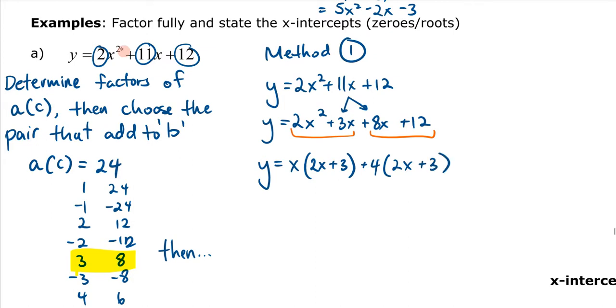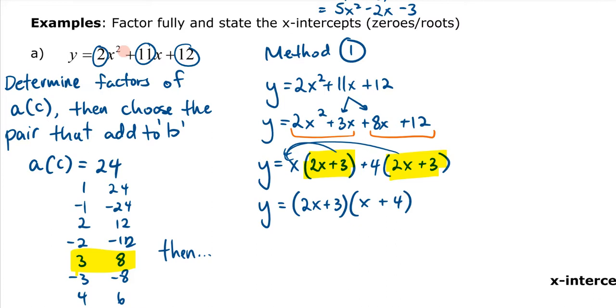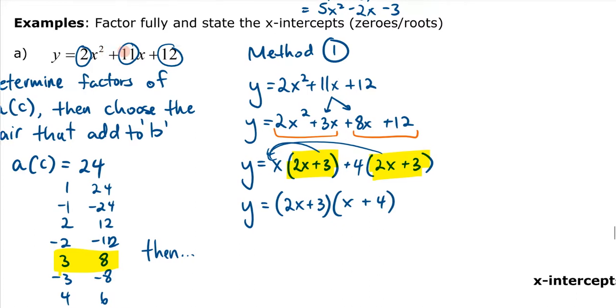And then you may notice in this process, we should have come across two common expressions. And we're going to factor out the common expression, 2x plus 3. So 2x plus 3 goes outside. Create your brackets. So remember, 2x plus 3 comes out the front. And then you have your leftovers, x and 4. Okay, so that's one method of doing it.